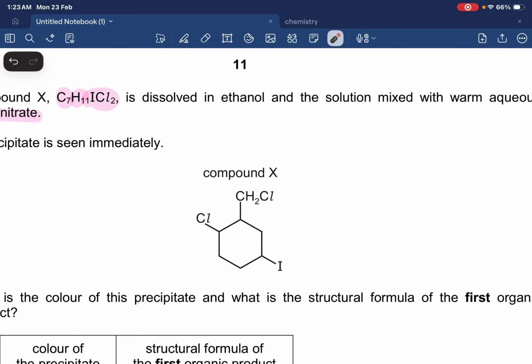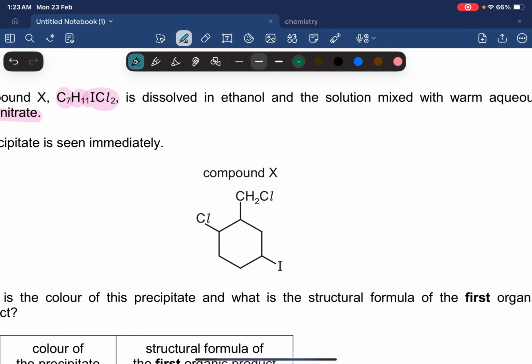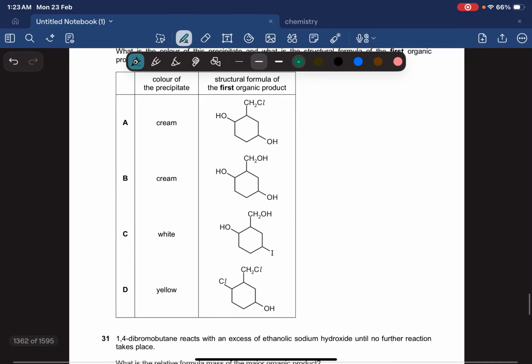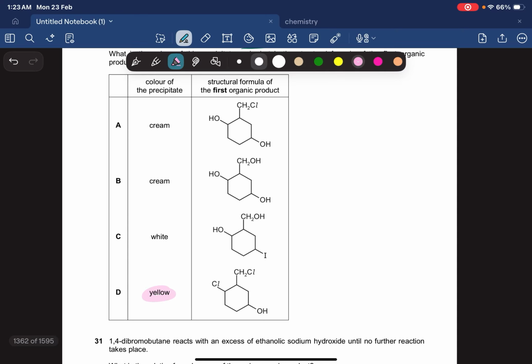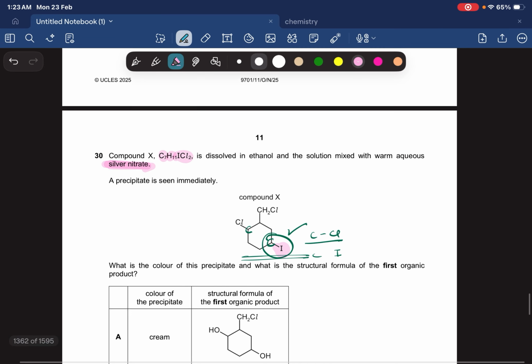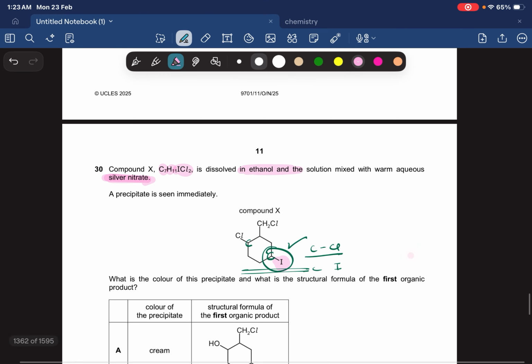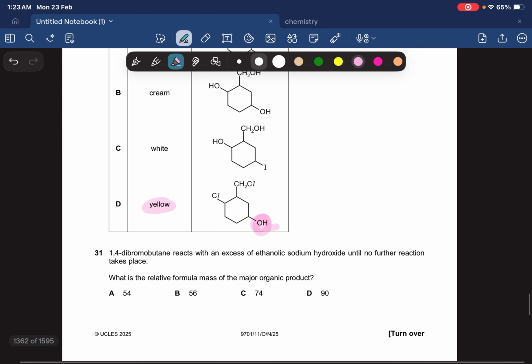But over here there's a carbon here, a carbon here. So you know that the carbon-chlorine bond is stronger, whereas the carbon-iodine bond is weaker. Why is the carbon-iodine bond weaker? Because the bond length is greater. So the carbon-iodine bond is going to break off first. Since it breaks first, iodine is going to form a precipitate with silver nitrate first. So the color of the precipitate of iodine is yellow. And when iodine breaks off, since we're dissolved in ethanol, OH is going to substitute and take its position. So it's going to be option number D.